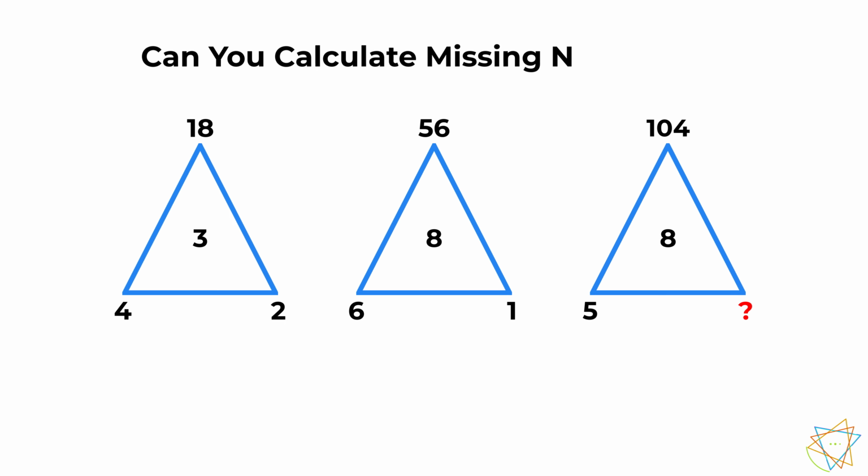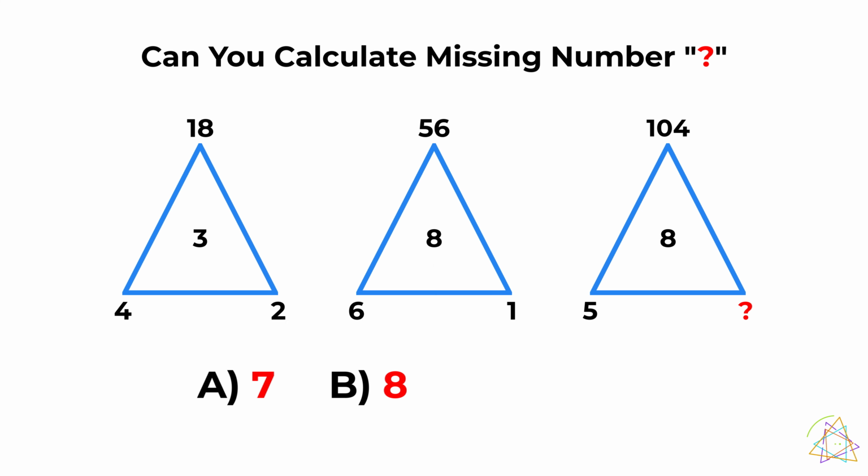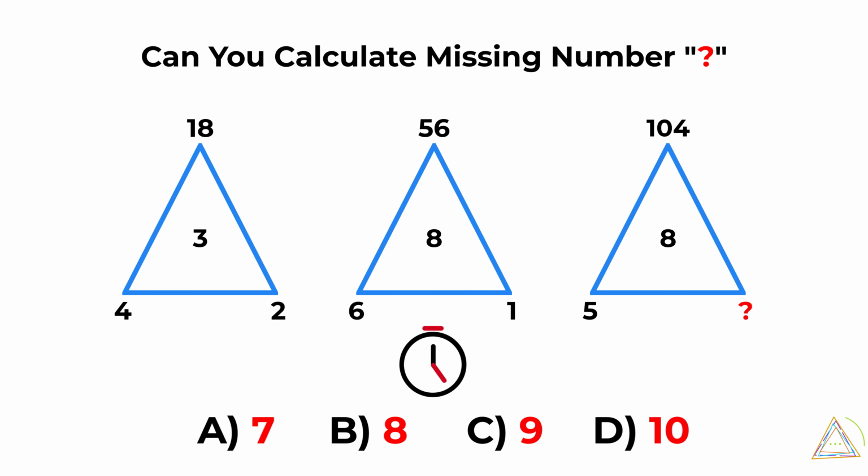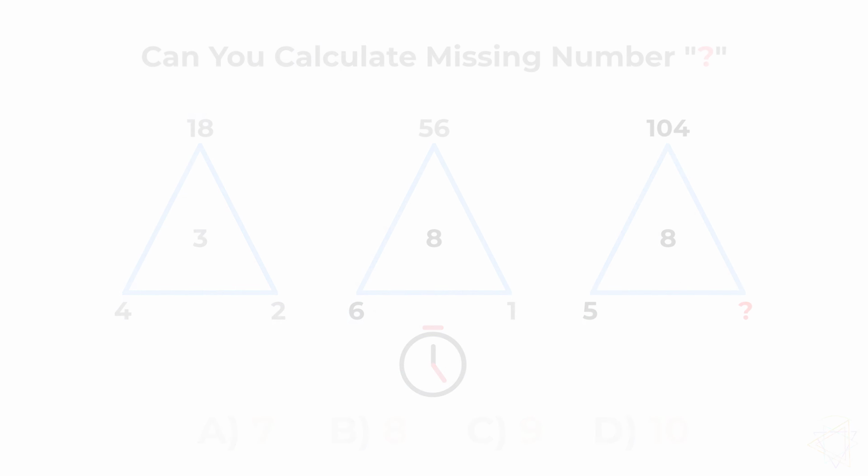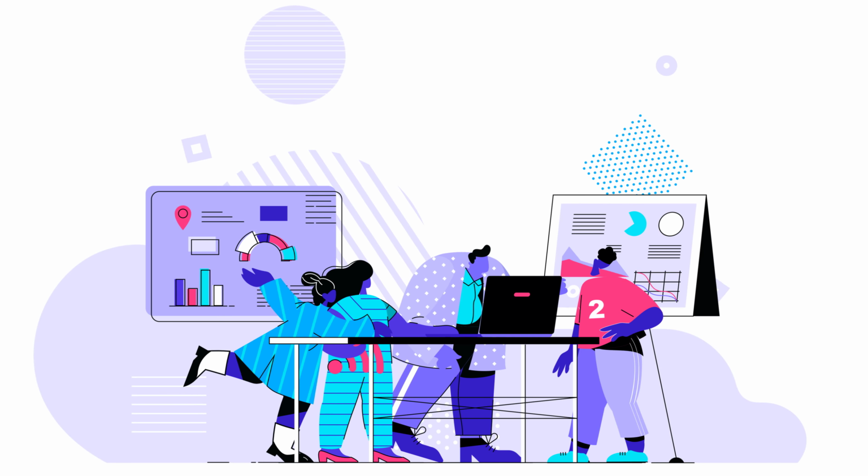You need to calculate the missing number. You have 4 different choices. Choice A, 7, choice B, 8, choice C, 9, and choice D, 10. Do you see the answer? Give yourself a little bit of time to make sure you can come up with the solution. Ready or not, I am going to move forward so we can solve this problem together.